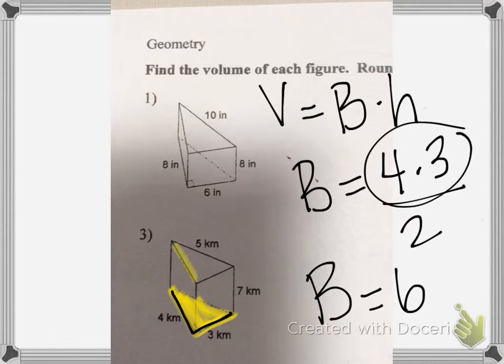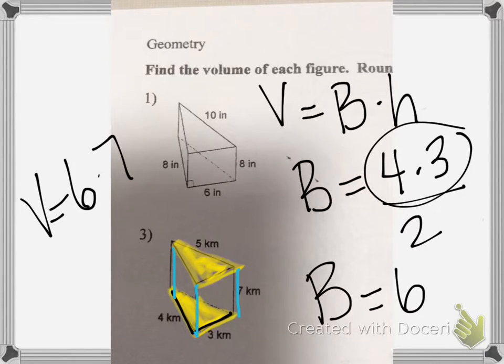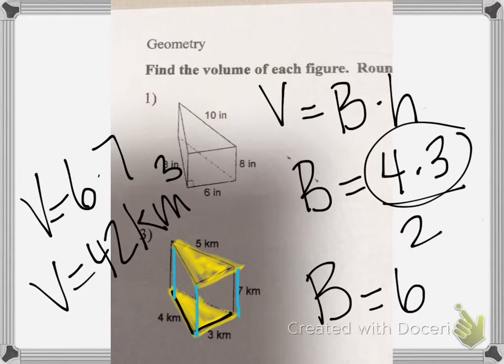My other base is way up here. Those are the two triangles. And then the height connects the two of them. So this is the height connecting the two bases. So the height is 7. So volume equals 6 times 7. Volume equals 42 kilometers cubed.